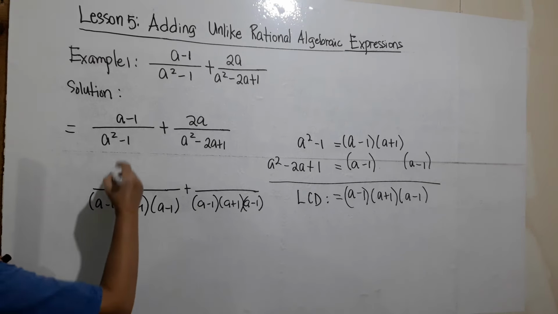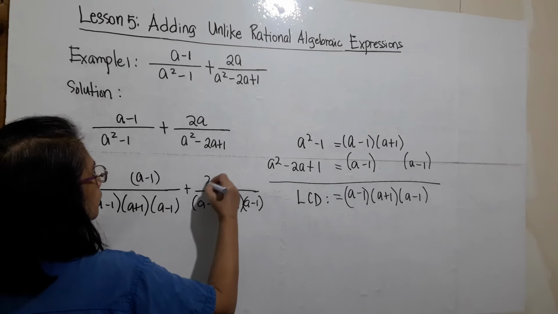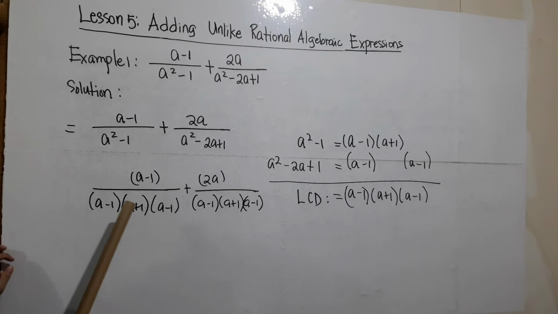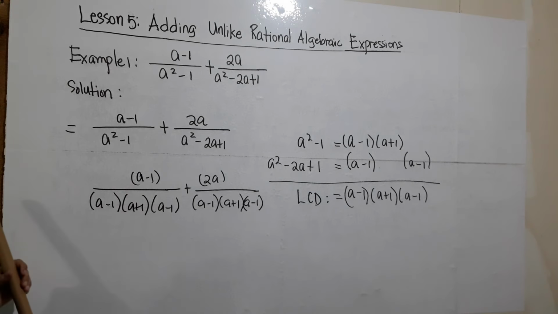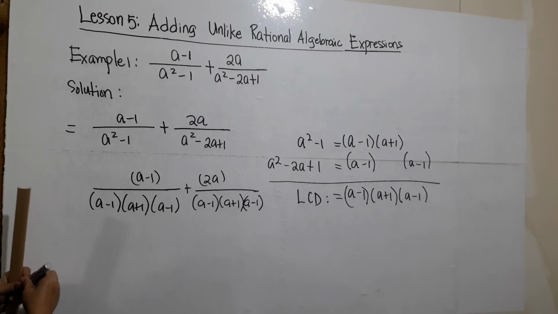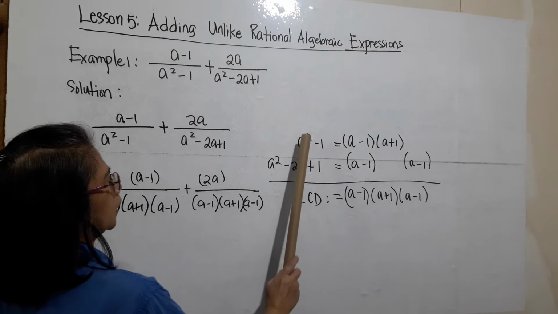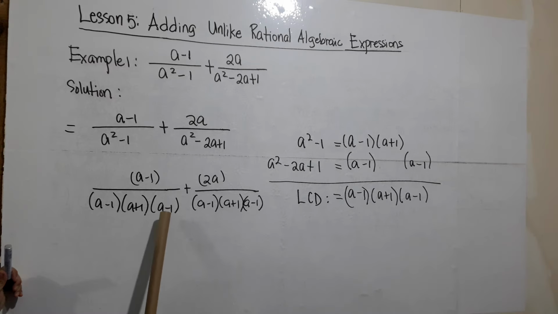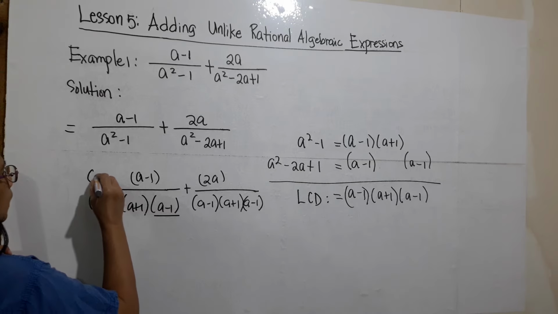Then copy first the given numerator. We know that a squared minus 1 is the same as this. I want you to compare the LCD with the factors of a squared minus 1. What is missing? This one. So this factor should be multiplied to the numerator.